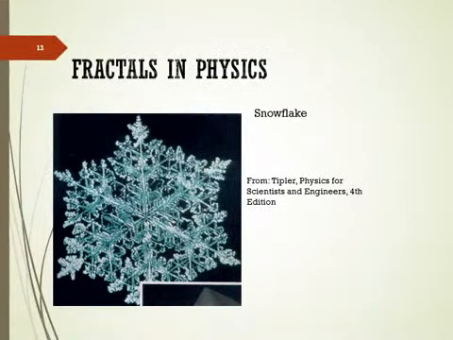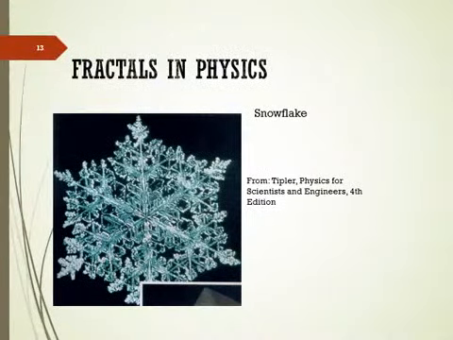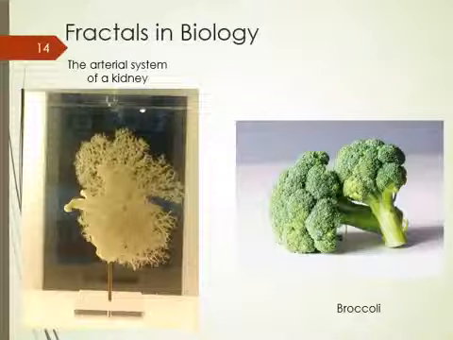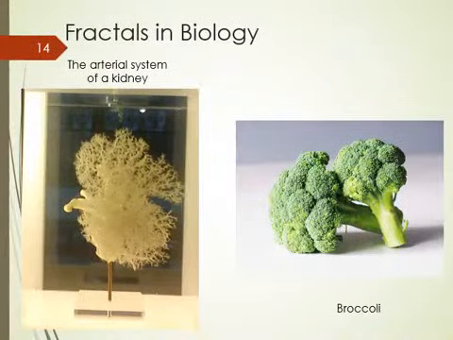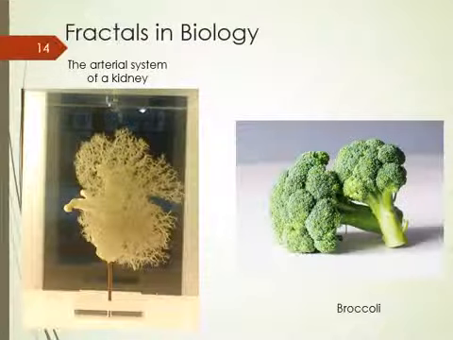You can find fractals here in physics, in snowflakes. You can see the hexagonal symmetry of a snowflake arises from hexagonal symmetry in its lattice of hydrogen and oxygen atoms. The other one is in biology, which shows the growth of an organism such as the arterial system of a kidney or a plant such as broccoli.